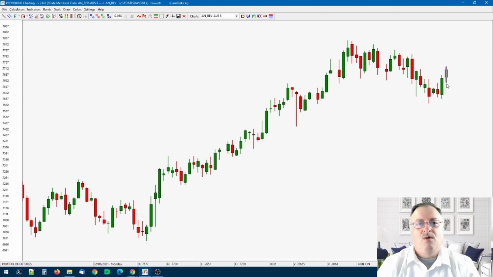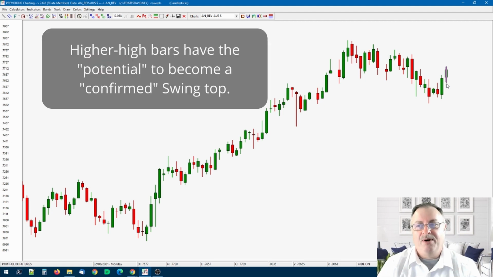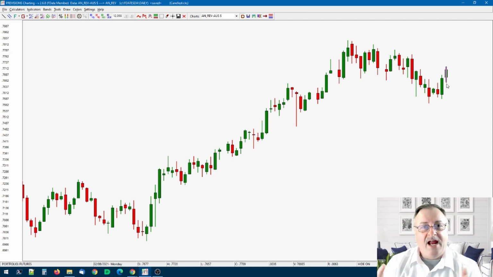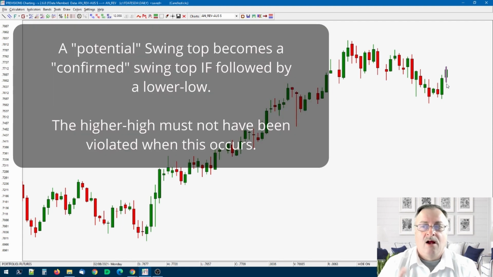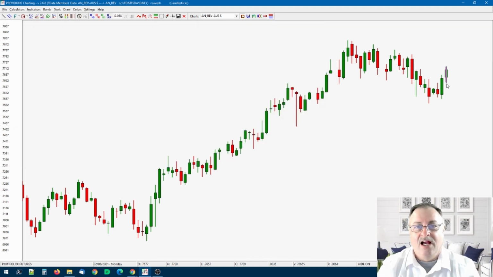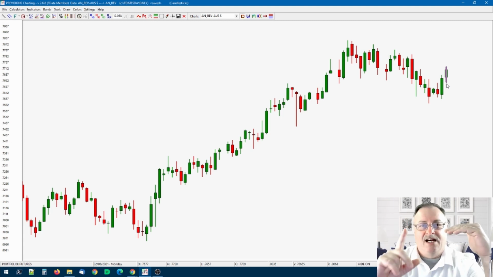And we have this new higher high bar. So with a higher high bar, it is what? It is a potential swing top, right? What would make it a confirmed swing top? Well, it would have to be followed by a lower low. But when it's followed by a lower low, or when that lower low happens, that high must still be intact. It cannot have been exceeded. As long as that high is not exceeded, it will always be a potential swing top.